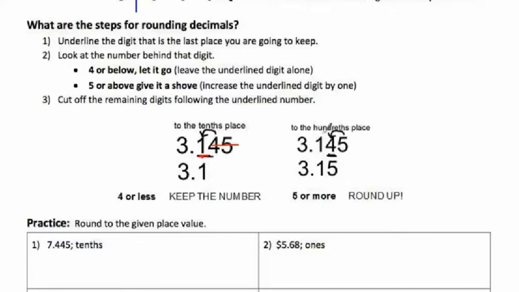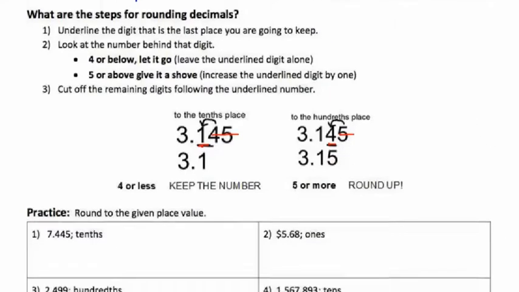Now, if we look here, if we round to the hundredths place, which the 4 is in, I look behind at the 5. It is 5 or above, so I have to give the 4 a shove, and it becomes a 5, and then I get rid of the 5 that's behind. So I'm going to round that up. So let's do some practice with that.